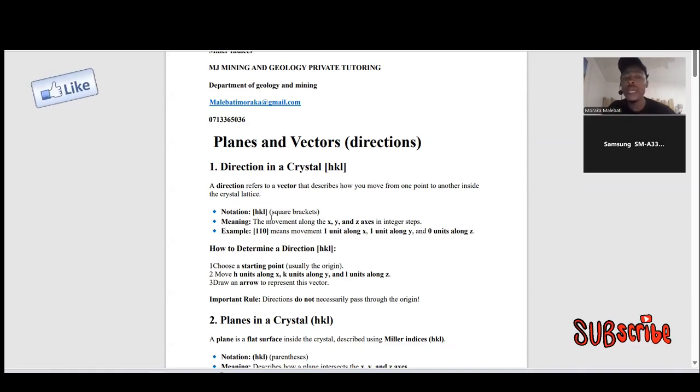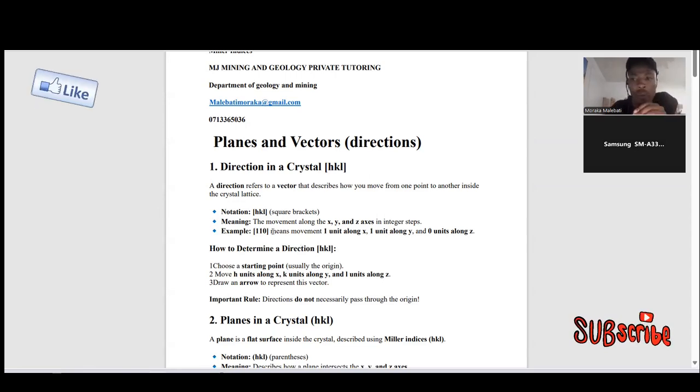What does this mean? It means you are moving. Remember, h is along the x, k is along the y, and l is along the z axis. So basically, it's the movement along the x, y, and z axis in integer steps. It can be one, it can be whatever.